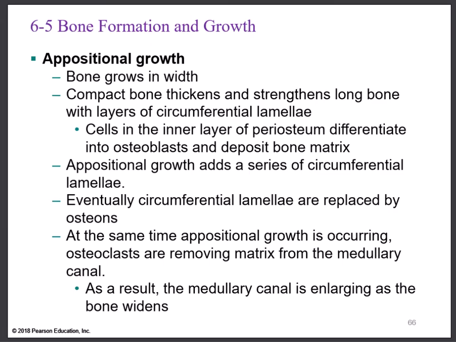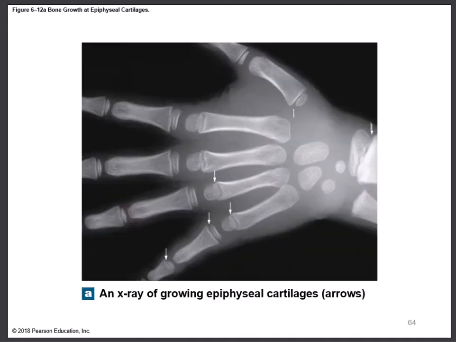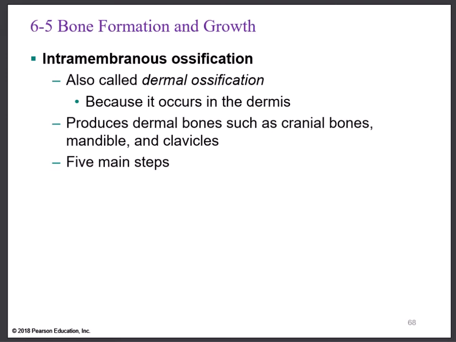Okay, so that's oppositional growth. And again, just to go back, interstitial growth is bone growth in length. Okay, so that's it for the endochondral ossification.